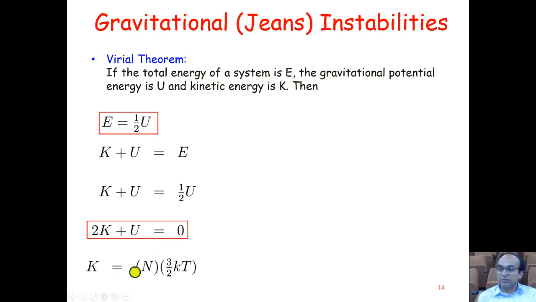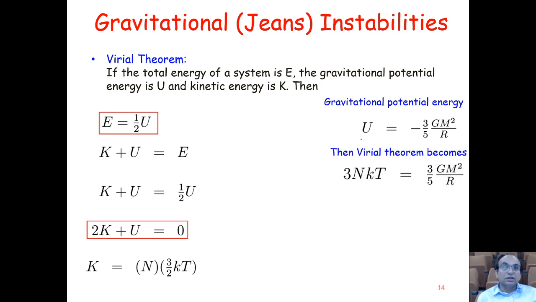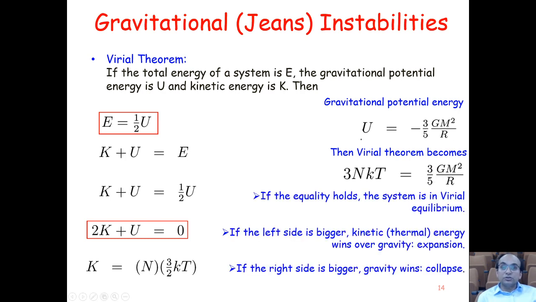If there are N, then multiplied by N. So gravitational potential energy is equal to minus 3/5 Gm² over R. Everybody knows this. So then the virial theorem becomes 3NkT is equal to 3/5 Gm² over R. Okay. So if the equality holds in these relations, then the system is said to be in virial equilibrium.